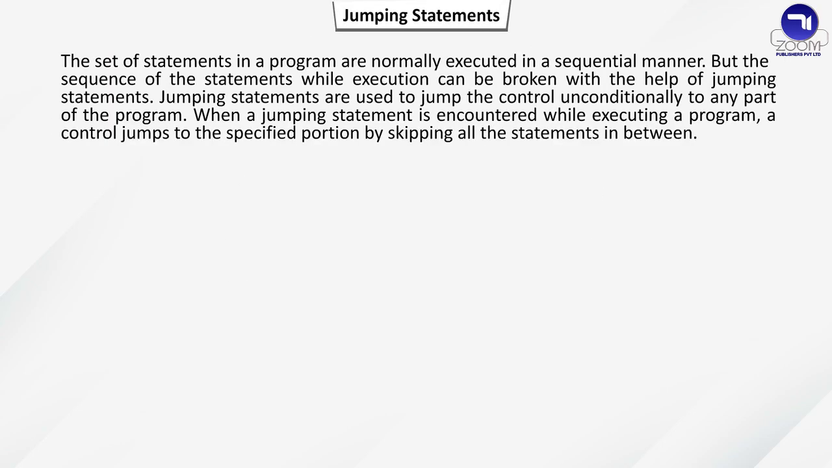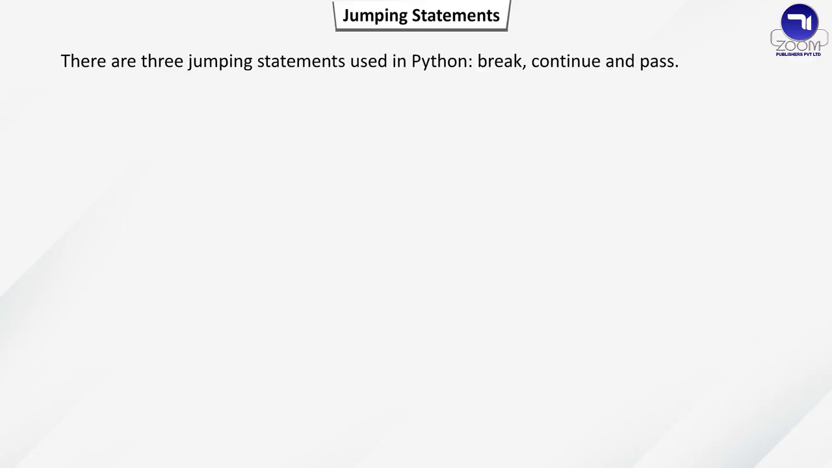Jumping statements. The set of statements in a program are normally executed in a sequential manner, but the sequence of the statements while execution can be broken with the help of jumping statements. Jumping statements are used to jump the control unconditionally to any part of the program. When a jumping statement is encountered while executing a program, a control jumps to the specified portion by skipping all the statements in between. There are three jumping statements used in Python: break, continue, and pass.